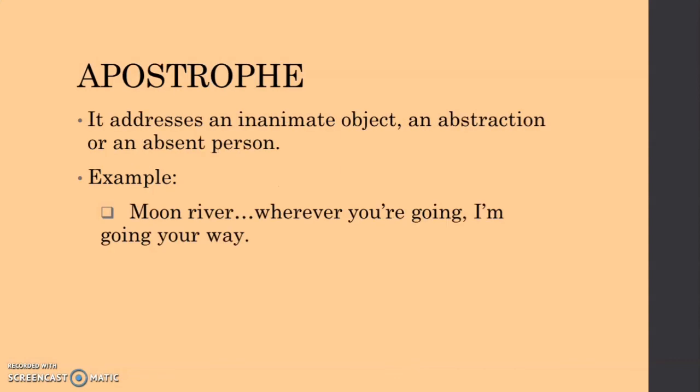We also have apostrophe. This figure of speech addresses an inanimate object, an abstraction, or an absent person. Example: moon, river, wherever you're going, I'm going your way.